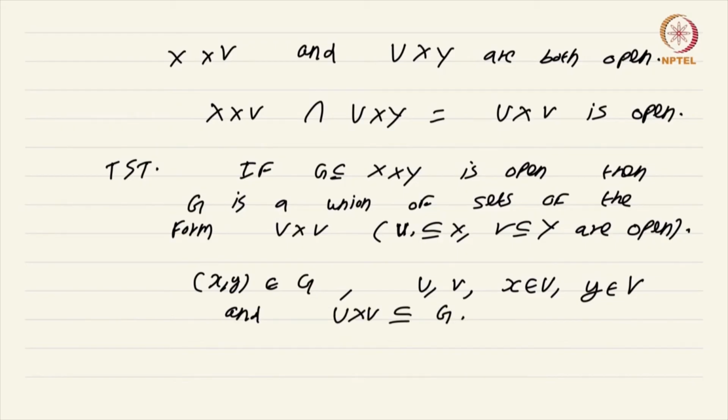Okay, just a 30-second thought will convince you that this is more than enough. All we are doing is, given any point in G, we are squeezing a product U cross V between that contains this point and is contained in G, and this will show that G can be written as a union of sets of the form U cross V. Suppose not.